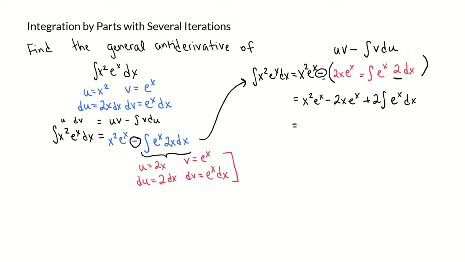And now we don't need to use integration by parts a third time, because this integral is possible to evaluate on its own. So we will get x squared e to the x minus 2x e to the x plus 2, and then integral e to the x is just e to the x. Since we're finding a general antiderivative, now we can add our constant at the end.